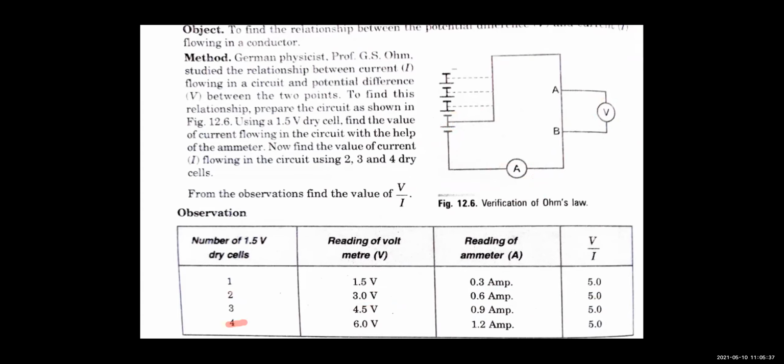So if you add 1.5 four times, your answer will be 6. And this is the reading of your voltmeter. The voltmeter is showing 6 volts. Then let's see the reading of the ammeter. The ammeter showed 1.5 ampere.